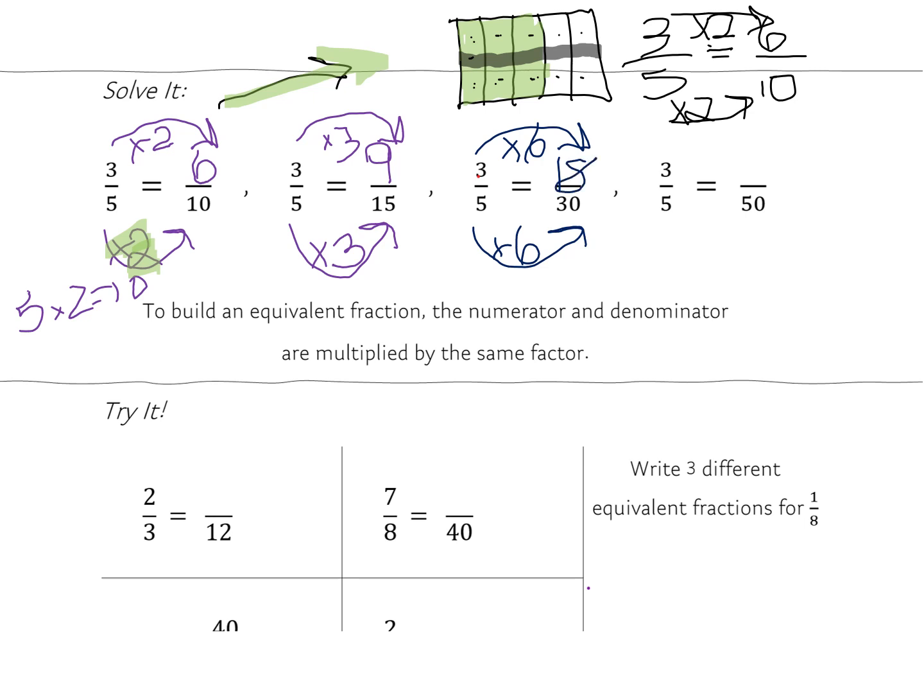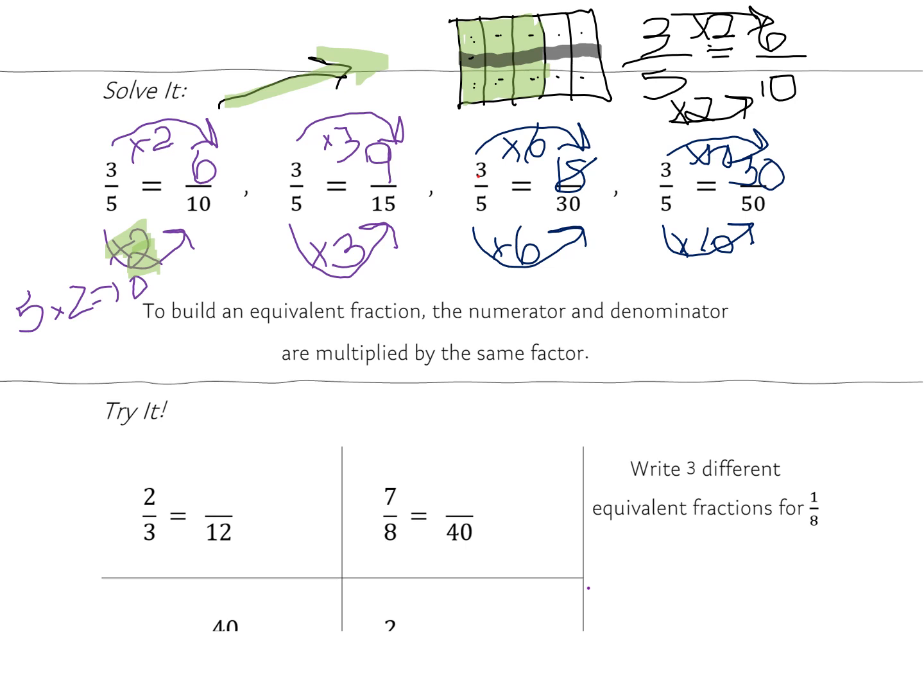And let's keep going. Now I'm working with 3/5 and I'm trying to turn it into 50ths. I'm going to cut up each piece until I have 50 pieces total. To turn 5 into 50, I had to multiply by 10. So I'm going to do the same exact thing with my numerator. I'm going to multiply my numerator times 10. 3 times 10 is 30.